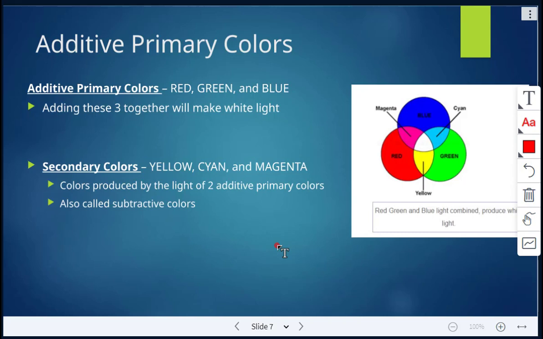Okay, so these are the colors produced by the light of two additive primary colors. You may also see them called subtractive colors. But what else we would notice here in the middle is we see the white. So when red, green, and blue light are combined, it produces white light.